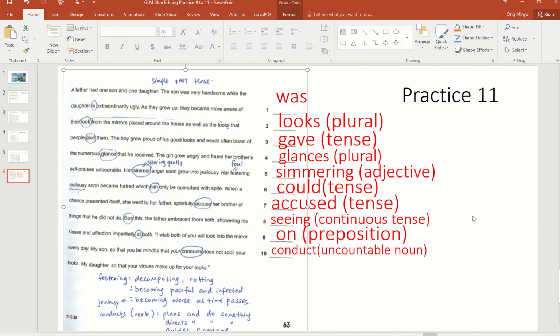I hope that you understand this editing practice that I've just gone through. Some of the additional words here that might be unfamiliar to you include festering, which means decomposing or rotting, or becoming painful and infected. And in this case, jealousy becomes worse as time passes. Conduct can be a verb form. When it's verb form, it means plan to do something or direct to do something. Okay, that ends this editing practice. Thank you.